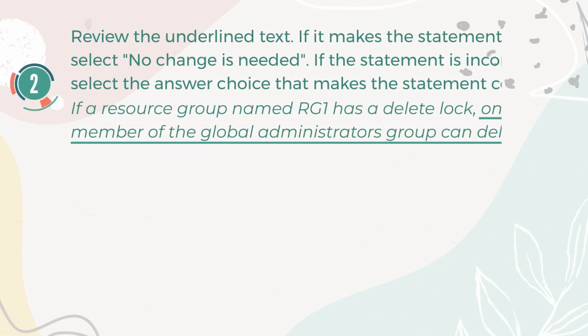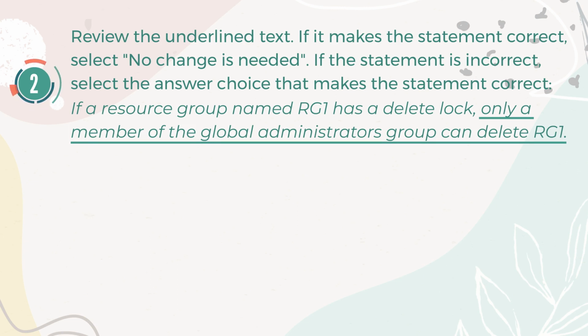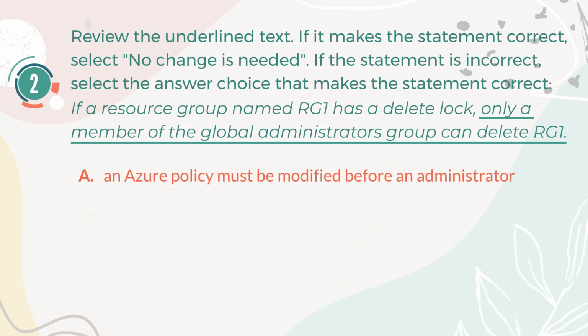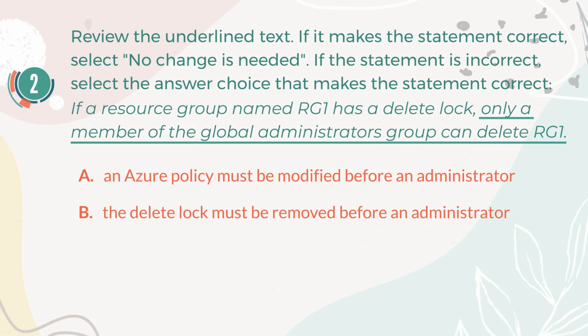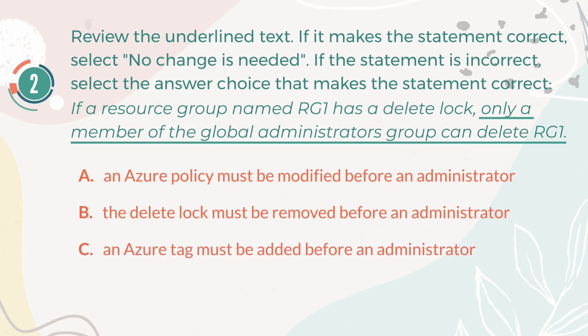Number 2. Review the underlined text. If it makes the statement correct, select No change is needed. If the statement is incorrect, select the answer choice that makes the statement correct. If a resource group named RG1 has a delete lock, only a member of the global administrators group can delete RG1. A. An Azure policy must be modified before an administrator. B. The delete lock must be removed before an administrator. C. An Azure tag must be added before an administrator. D. No change is needed. The correct answer is B. The delete lock must be removed before an administrator.